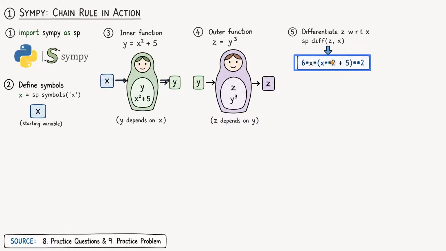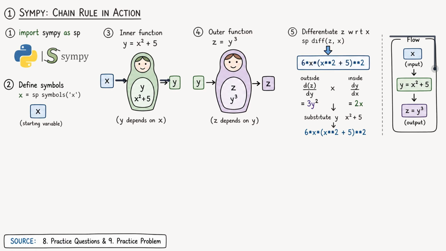How did the computer do this behind the scenes? It followed the exact same rule we learned. It took the derivative of the outer function, which is 3y squared, and multiplied it by the derivative of the inner function, which is 2x. Finally, it substituted the original equation for y back in to get everything in terms of x. This clear flow from input to output is the chain rule at work.